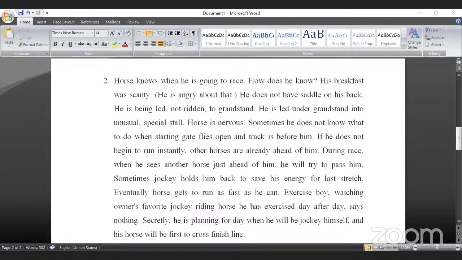Why not a grandstand? He's being led, not ridden to a grandstand. Ma'am, a grandstand is a roofed stand for spectators at a race course or stadium. Ma'am, the side where spectators sit is known as the grandstand. Yes, correct. So why the grandstand? I think because the grandstand is specific for that horse, particular to the stadium.